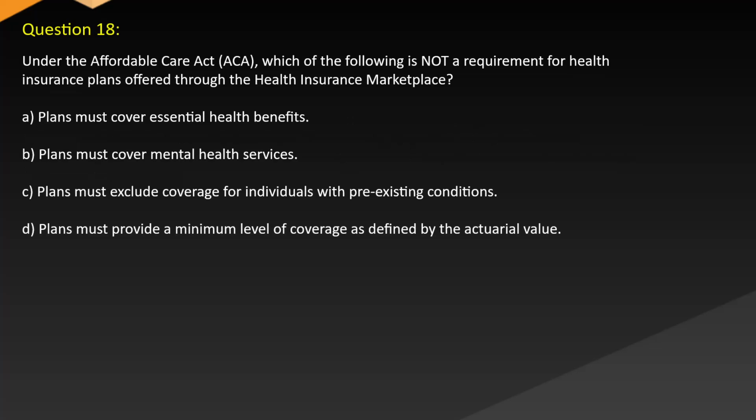Question 18. Under the Affordable Care Act, which of the following is not a requirement for health insurance plans offered through the health insurance marketplace? A. Plans must cover essential health benefits. B. Plans must cover mental health services. C. Plans must exclude coverage for individuals with pre-existing conditions. D. Plans must provide a minimum level of coverage as defined by the actuarial value.